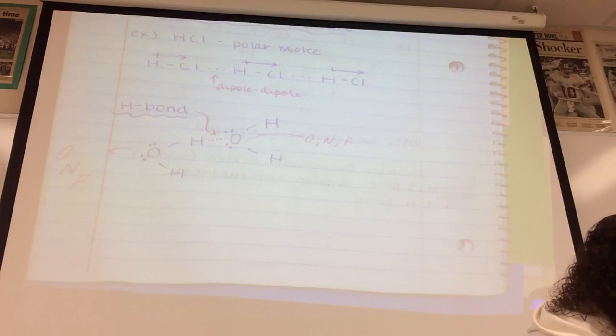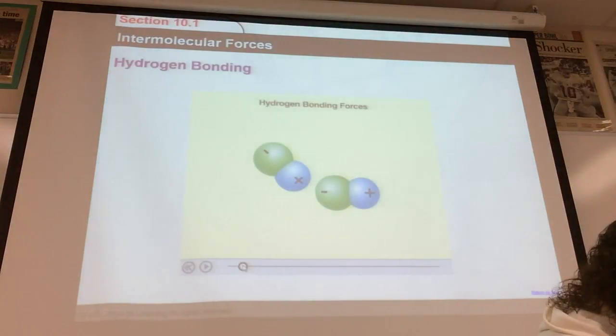Strong intermolecular attractions. I've got to grab the cursor and let it rip quickly. Ready? No, it's not going to go. All right, here we go.